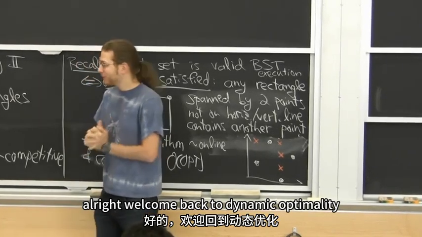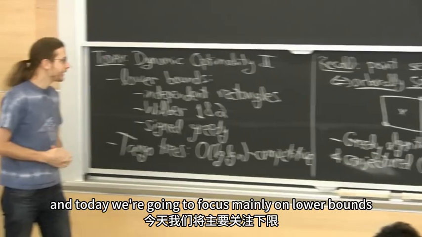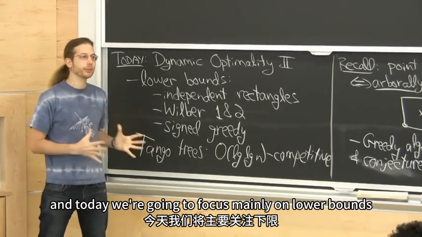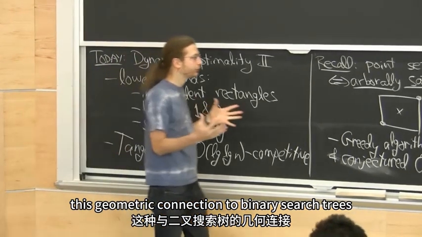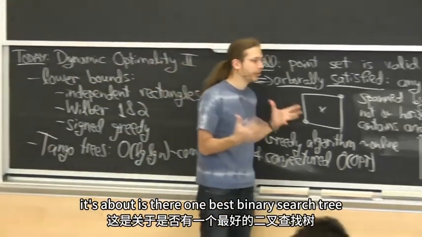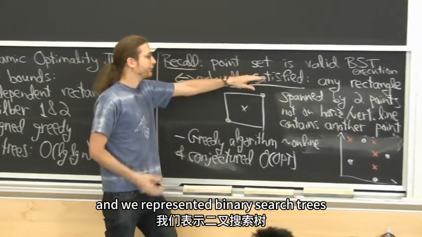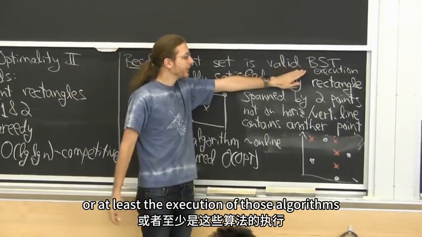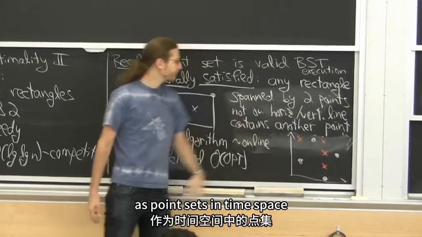All right, welcome back to Dynamic Optimality. This is the second of two lectures, and today we're going to focus mainly on lower bounds. Last time we saw this geometric connection to binary search trees. So again, it's about, is there one best binary search tree? And we represented binary search trees, or at least the execution of those algorithms, as point sets in time space.